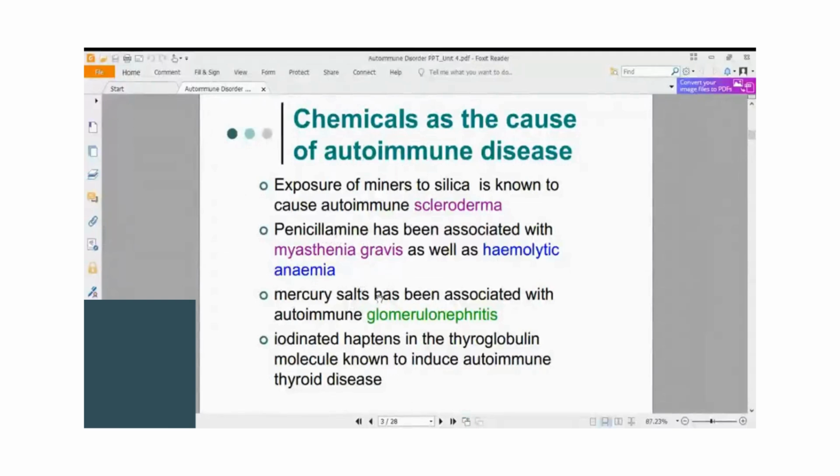Similarly, there are other examples like mercury salts. Whenever mercury salts are in excess due to environmental pollution in drinking water or in the food material that is consumed by the person, it may lead to autoimmune glomerulonephritis. It means the basement membrane of the kidney is going to be destroyed because of the mercury salt complex with some protein in the body, which has developed the autoantibody that destroys that basement membrane of the glomerulus, resulting in glomerulonephritis.